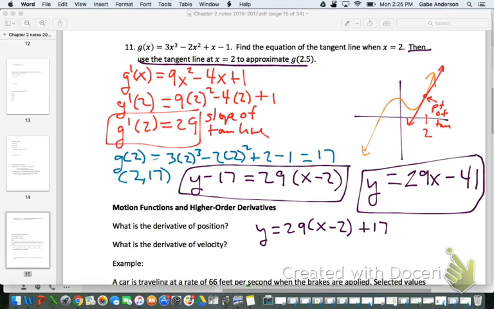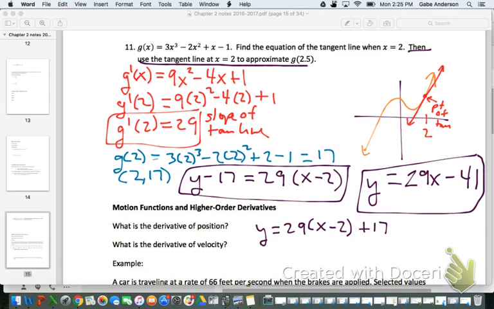This says, use your tangent line to approximate the curve. Approximate, what does it mean? Estimate. Yeah, estimate. You're probably going to be off from the actual answer of g of 2.5, but the word approximate or estimate, that's inherent in that. You're probably going to be off by a little bit.